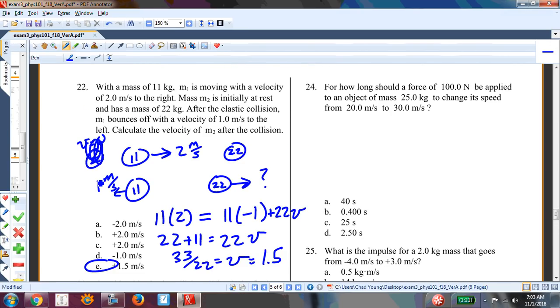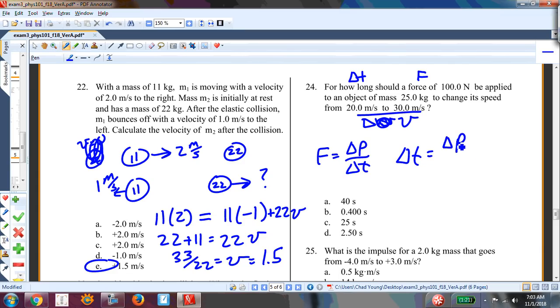Almost done. How long should a force act? I'm looking for delta T. I have F, there's my mass, and my delta V right there. So I know that F is equal to delta P over delta T. If I'm looking for the time, I say delta T is equal to delta P over F. These are all vector quantities.